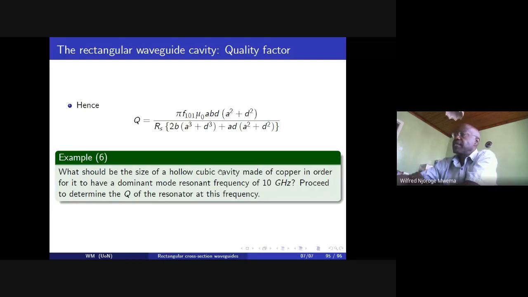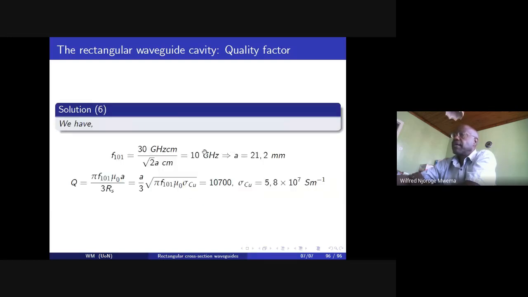What would be the size of a hollow cubic cavity made of copper in order for it to have a dominant mode resonant frequency of 10 gigahertz, and what is the Q of the resonator at this frequency? Here f101 is given by the speed of light divided by √2 times A, and for 10 gigahertz this tells us A is 21.2 millimeters. The Q will then have a value of about 10,700, with copper walls of conductivity 5.8 times 10 to the 7 siemens per meter.